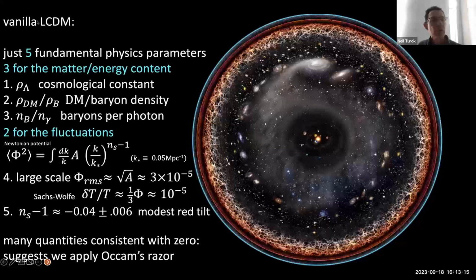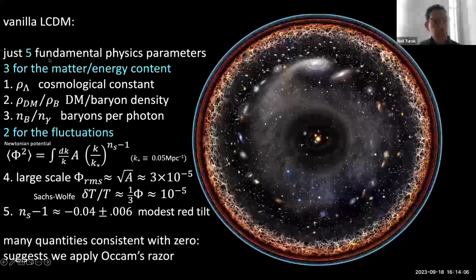So here is vanilla lambda CDM. This is a phenomenological description, which, as I mentioned before, is remarkably accurate and currently seems to be consistent with all observations. So I'm going to take it as a challenge to explain lambda CDM and all of its parameters from first principles with a bare minimum of assumptions. So there are three parameters in lambda CDM for the energy content. That is a cosmological constant, the ratio of dark matter to baryon density, and then the number of baryons per photon.